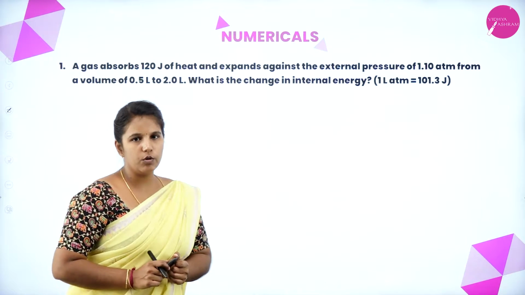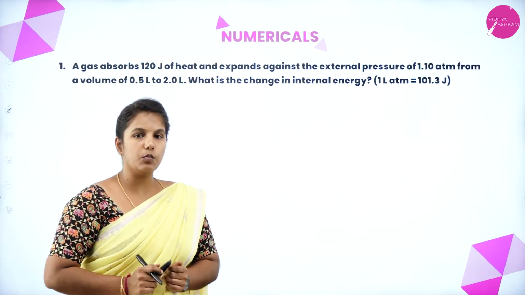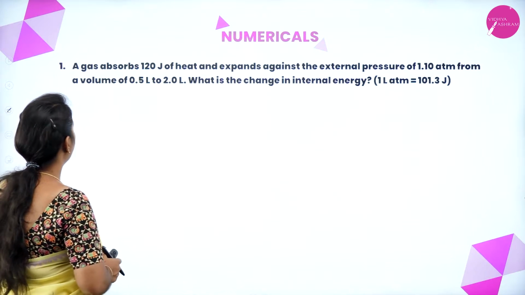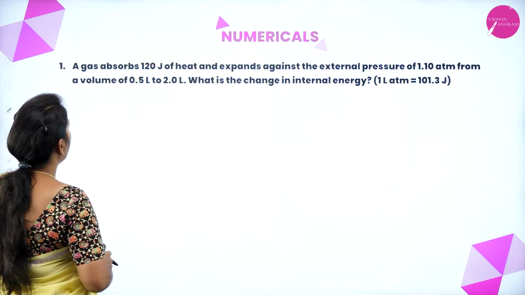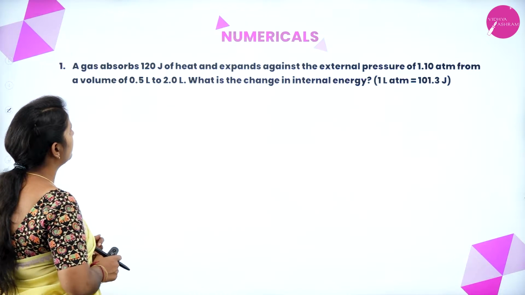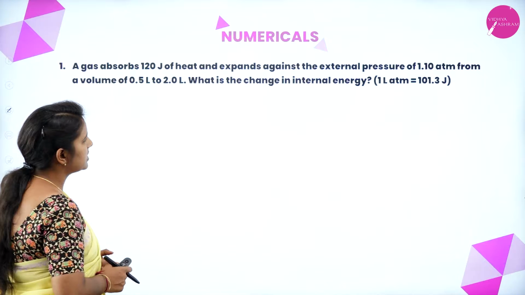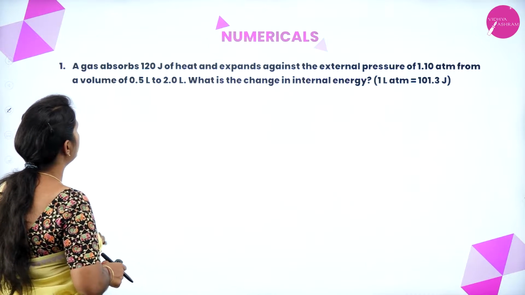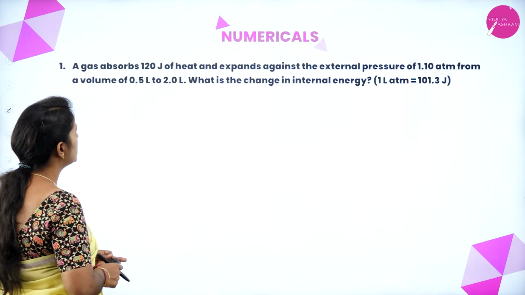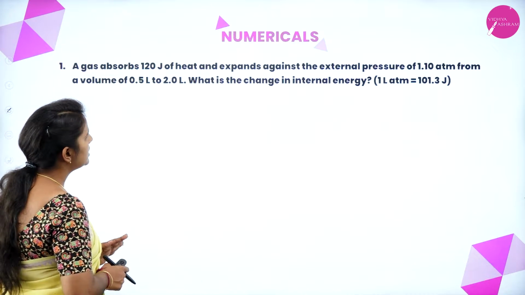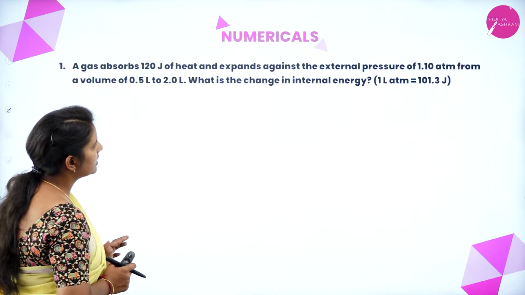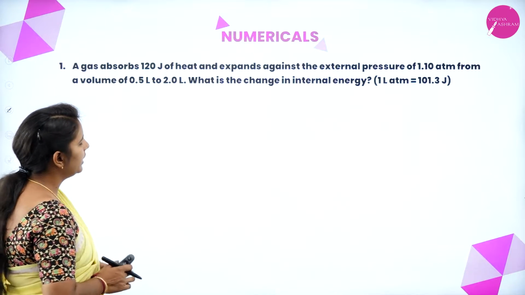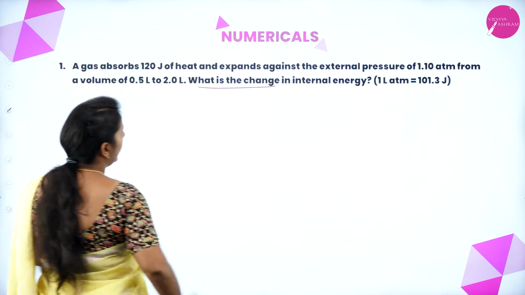Now, we'll solve some numericals based on the first law of thermodynamics as well as Hess's law. First, I'll take up a numerical. A gas absorbs 120 joules of heat and expands against the external pressure of 1.10 atm from the volume of 0.5 to 2.0 liters. What is the change in internal energy? Here 1 liter atm is equal to 101.3 joules. Calculate the change in internal energy.